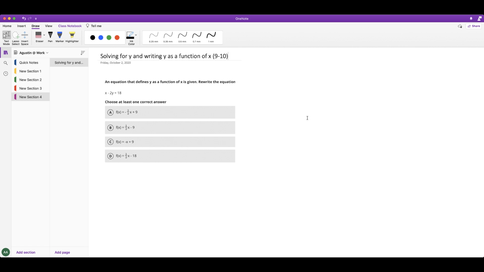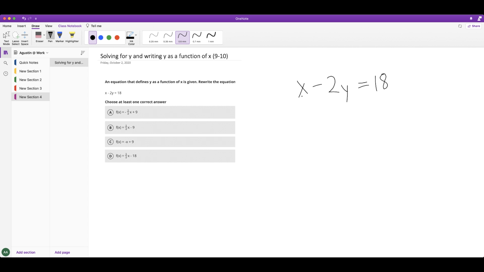you're going to have to solve the equation they give you in terms of y, and then write it as a function of x. So in this case, basically all that means is to get the y by itself. So in this case, the y is right here. I need to get it by itself. So it's x minus 2y is equal to 18.